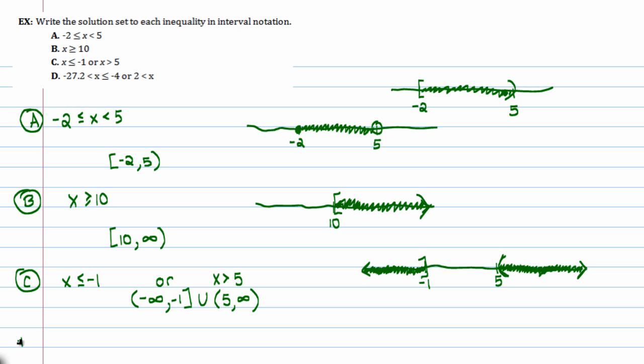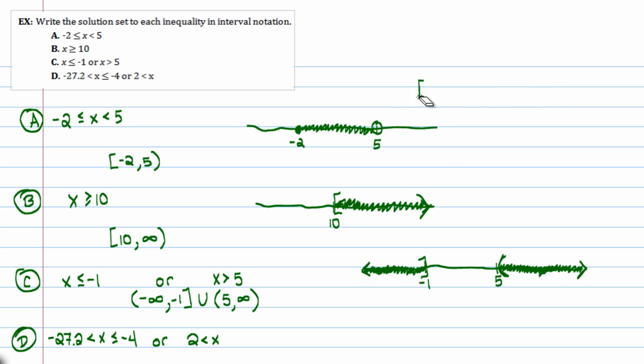Finally, the last example here, D, you have -27.2 is strictly less than x, which is less than or equal to -4, or 2 is less than x. Now with this one, I think I'm going to clear off the stuff to the right-hand side because I want a little more room to do this one. So let me just erase some stuff here real quickly.